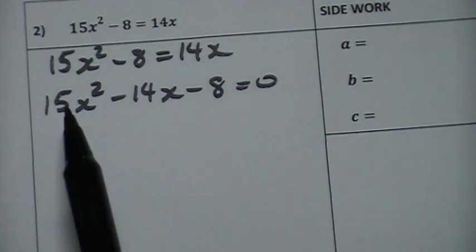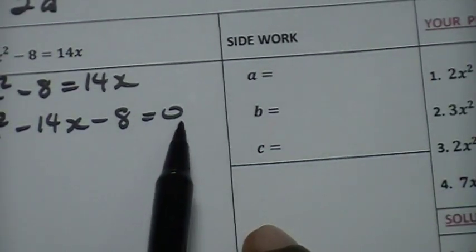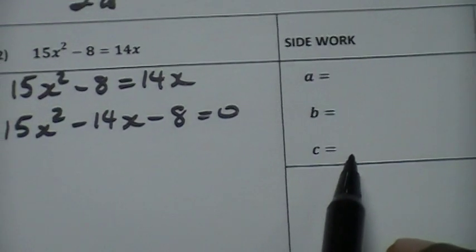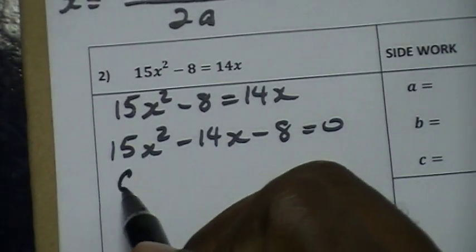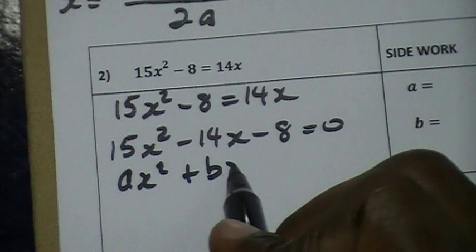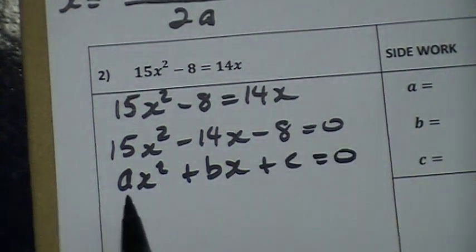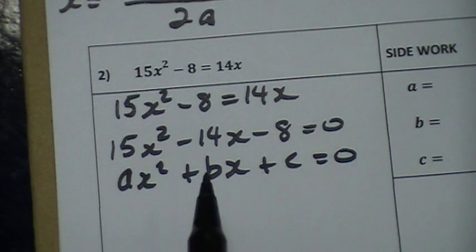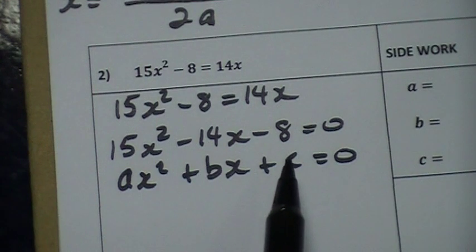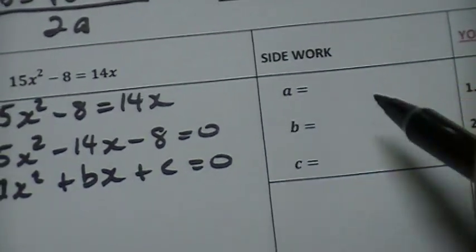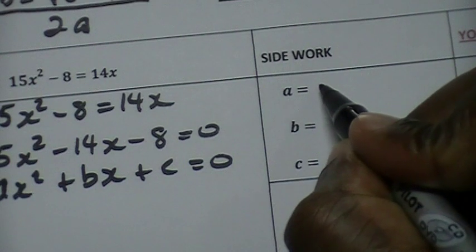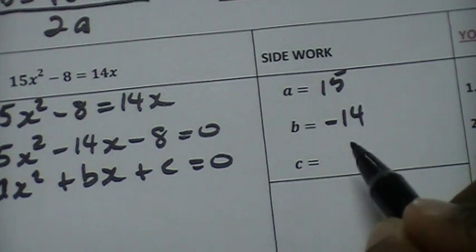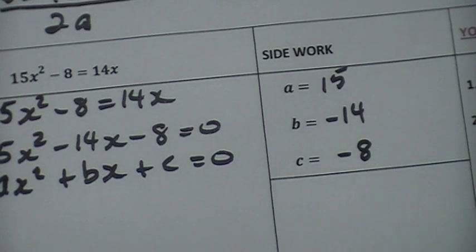The next step is to label. Once it's equal to 0, which I refer to as the standard form, we can label. What is the value of A, what is the value of B, what's the value of C? We should remember, it's ax squared plus bx plus c equals 0. That is the general form for the quadratic equation, the trinomial. So A is 15, B is negative 14, and C, the constant, is negative 8.